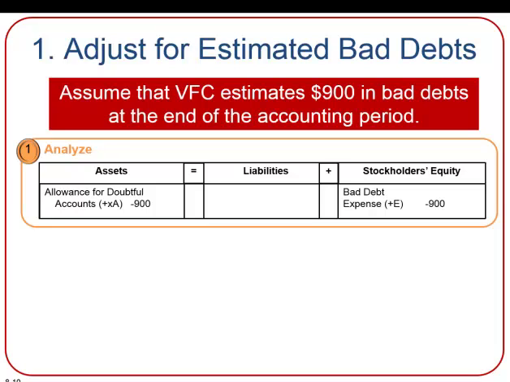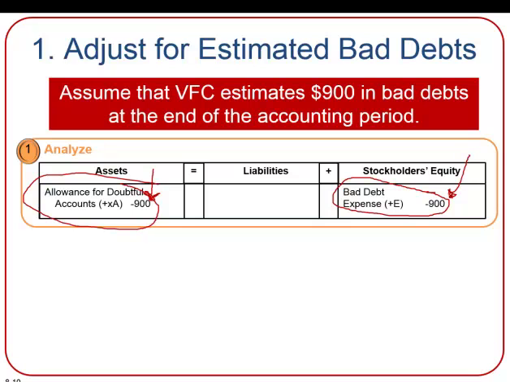Assume that VFC, a company we're using in our examples, estimates $900 in bad debts at the end of the accounting period. Allowance for doubtful accounts is a contra asset account, and it's increased by $900. Now, that makes assets go down because it's a contra asset account. That's why you see a negative 900 in our table here. And then the bad debts expense, which is a reduction in stockholders' equity, that's why you see it as a deduction of $900. That's going to be increased by the same amount.